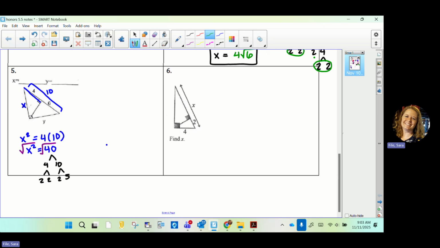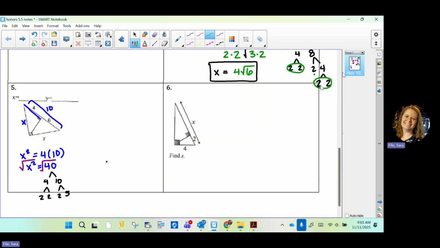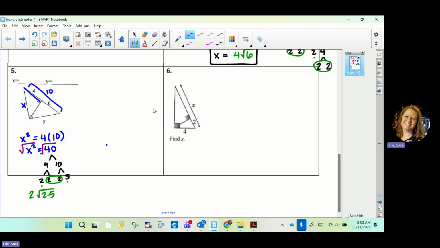Now notice, I want to remind you, the pair does not have to be next to each other like I happened to circle up here, how the 2's came off of the 4 together. Okay, you could get them from different branches like this. That doesn't matter as long as there's a pair, as long as there's 2 of them. So a 2 gets to come out, and then this 2 and this 5 have to stay underneath. So what does that simplify to? Yeah, 2 root 10. So x is 2 root 10, or 2 square root of 10.